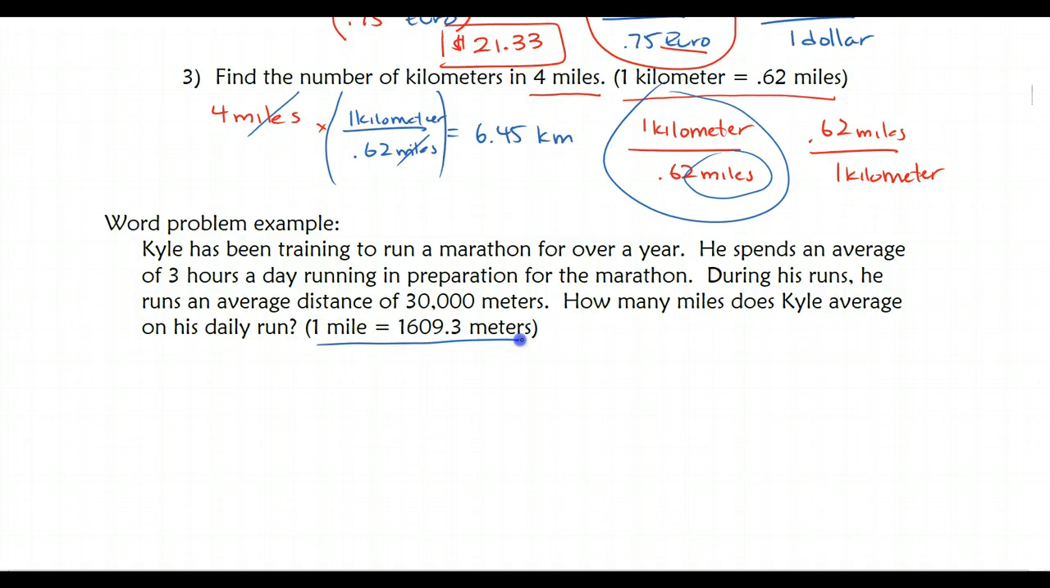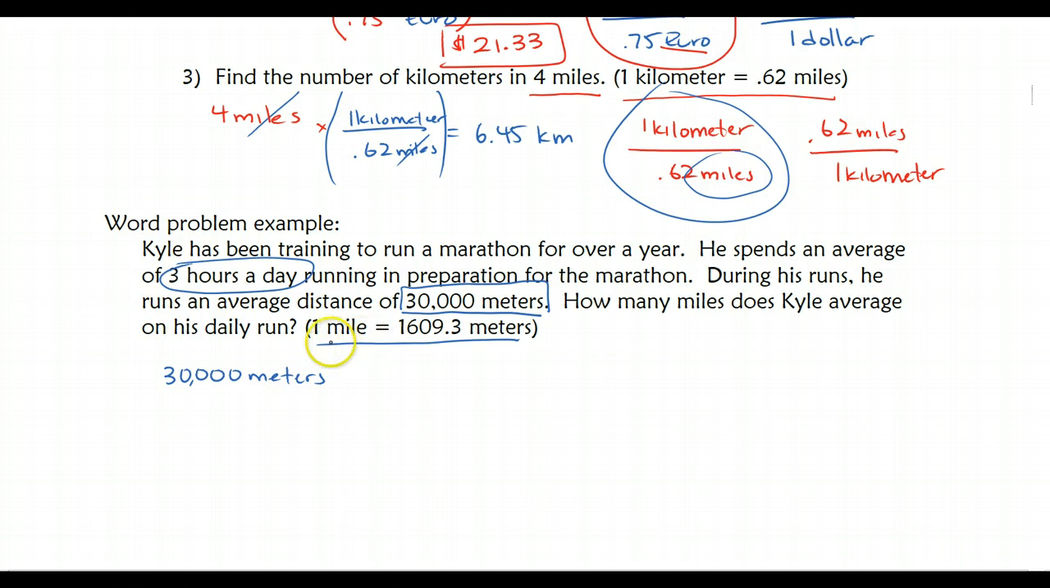Okay, they give us a lot of numbers. We want to focus on the ones that are important here. So we're trying to convert how many miles Kyle runs from the distance that they give us of 30,000 meters. This 3 hours a day isn't really important. They're just kind of throwing that number in there to distract us. So I want to take this number, this is the number I'm given to start with, 30,000 meters.